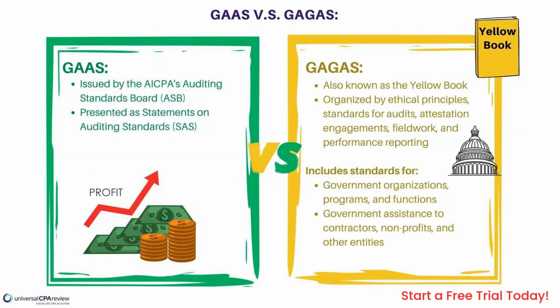And there are a few differences between Generally Accepted Auditing Standards, also known as GAAS, and Generally Accepted Government Auditing Standards. Okay, so we're breaking out some of the key differences to give you the full picture when thinking about auditing a private company versus a government entity. So for one, the authoritative standard setting body is different. Okay, so Generally Accepted Auditing Standards is issued by the AICPA Auditing Standards Board, or ASB.